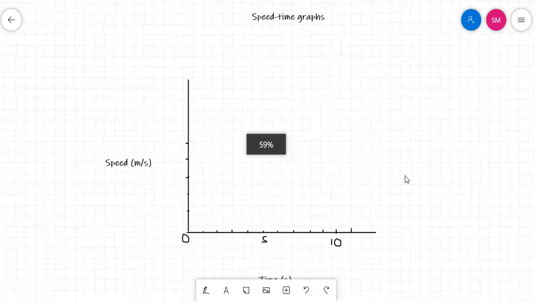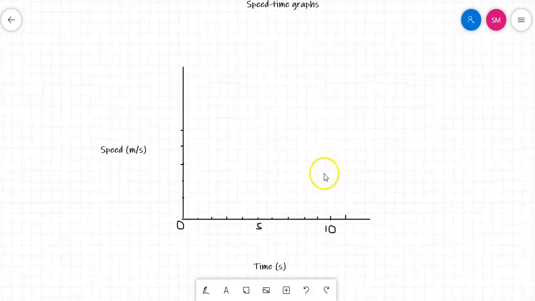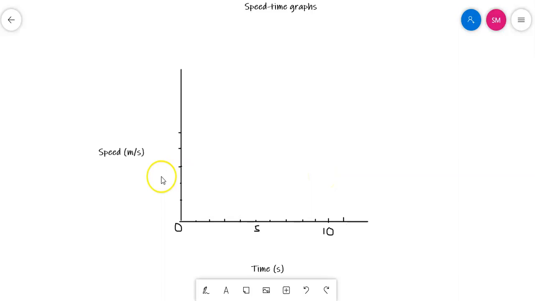Speed time graphs are different to distance time graphs, obviously, because on the y-axis it's showing speed instead of distance. And the effect that this has for the Science 1.1 course is that from these speed time graphs, we can be asked one of three things.